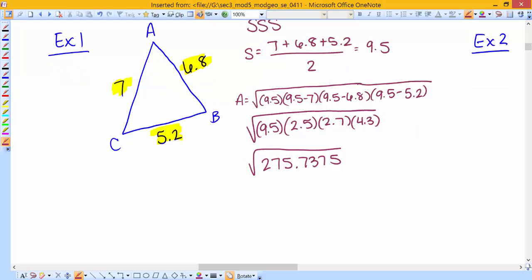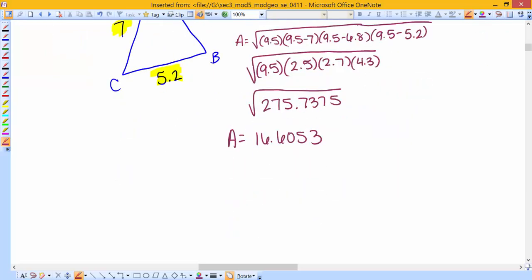Now I'm going to square root that answer. So I'm going to square root, leaving the decimal in my calculator. My area is 16.6053. Now there's more to it, I want to round this to the hundredths place.